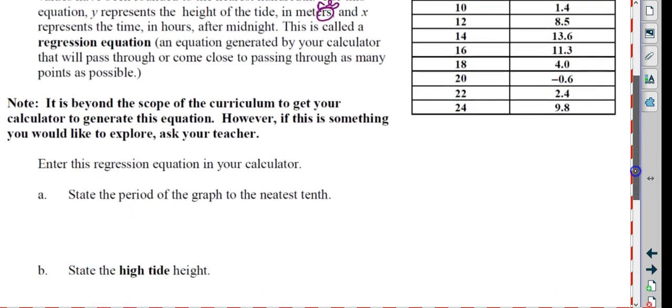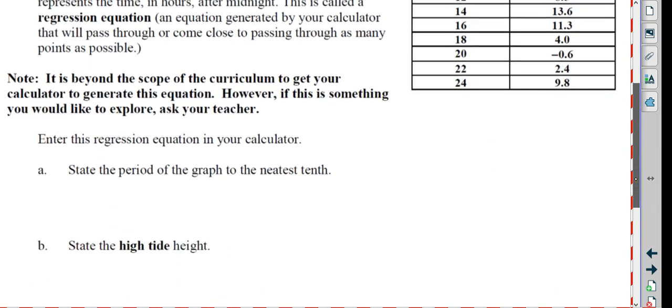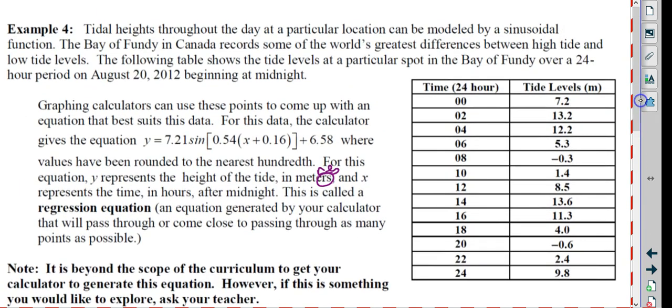No, it is beyond the scope of the curriculum to get your calculator to generate this equation. If it's something you'd like to explore, ask your teacher. Don't all ask at once. Okay, enter this regression equation in your calculator. So normally, if you had done the regression, you would have the equation sitting in your calculator, right? It would be in Y1.